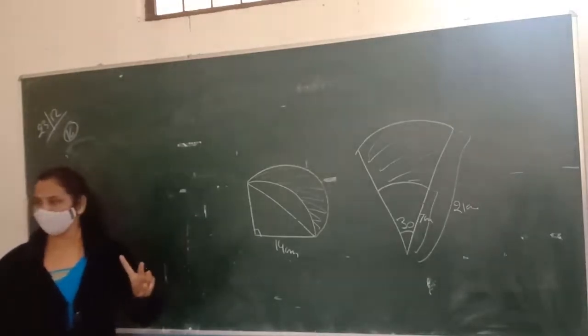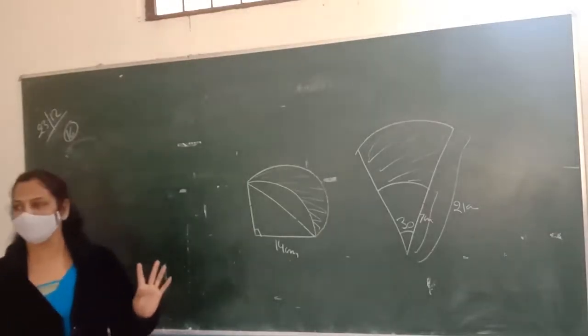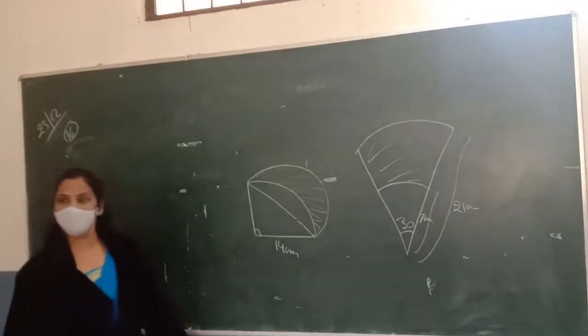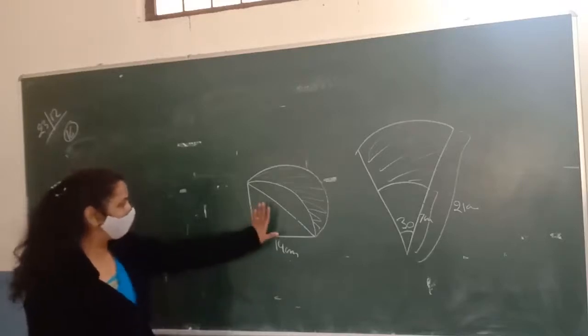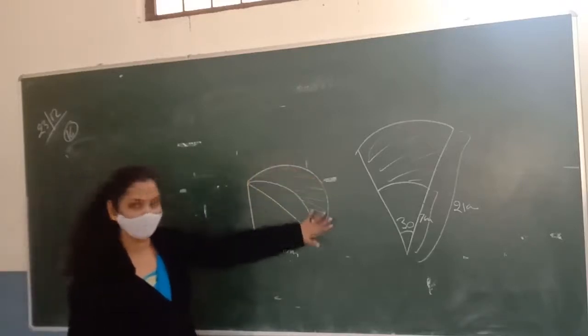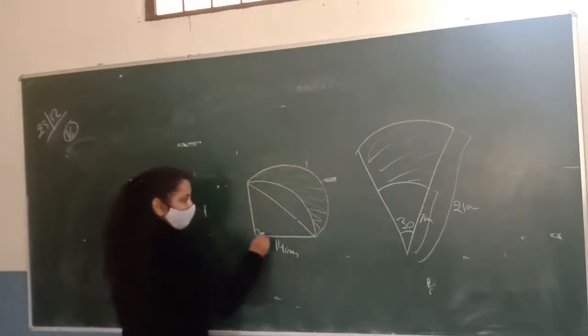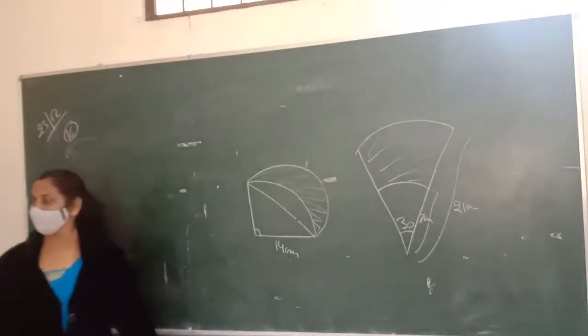Only one hand? Abhishek, sit down. Kashish: area of semicircle minus area of triangle. If you subtract the area of the triangle from this semicircle, what will you get? You are subtracting this from this, what will you get? No one? Sit down. Nishant.